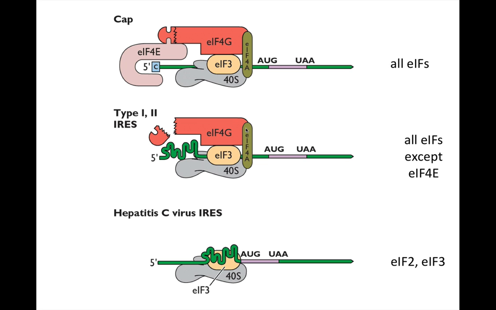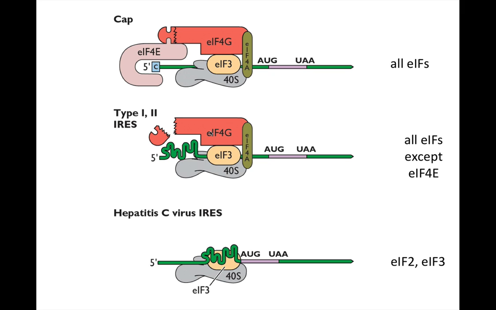How do these IRESs work? All right, let's compare them to cap-dependent initiation. Here on the top is the structure of the initiation complex that we discussed, an mRNA which is recruiting the 40S subunit via the interactions with the cap structure. And all the eukaryotic initiation factors are needed to translate such mRNAs. We think that for the type 1 and type 2 IRESs, it is actually EIF4G that binds the IRES directly, and I mentioned this briefly already.